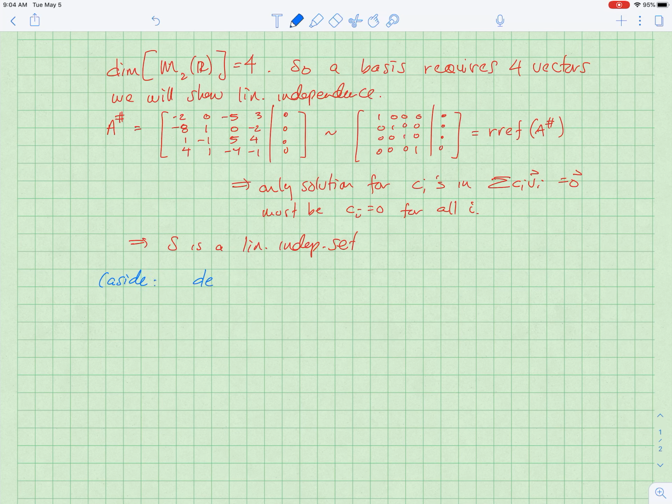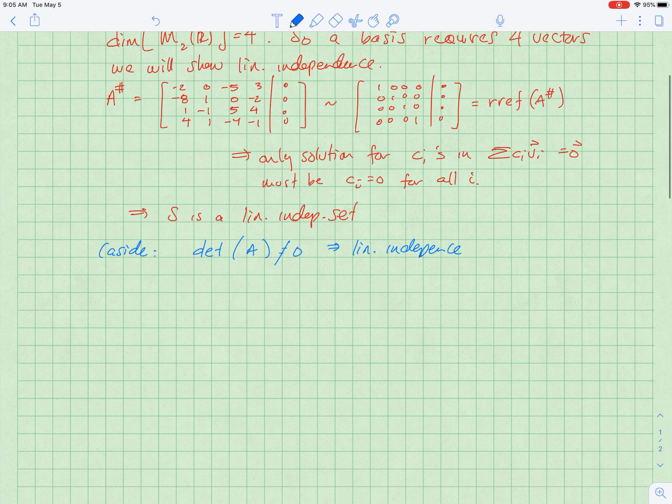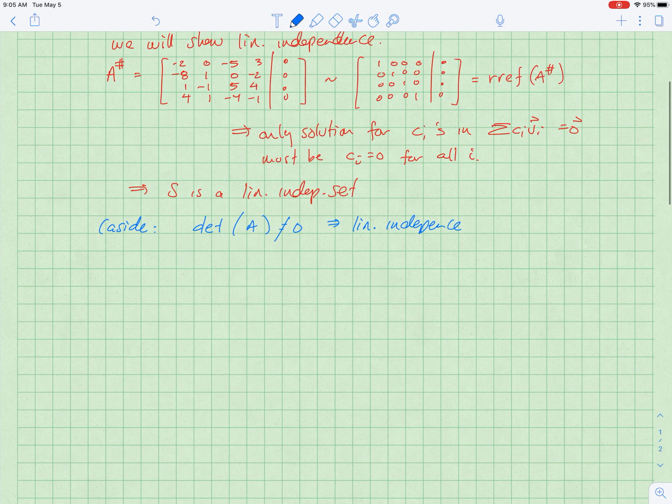Now, aside here, we could have done this another way. We could have taken the determinant of the A matrix and shown that it was non-zero, and we would have also gotten linear independence. That might be quicker than row reduction. It's up to you. There's not a whole lot of zeros in that determinant, but you could have done some row reduction and used some of the fancy techniques from chapter 3 to get that done.